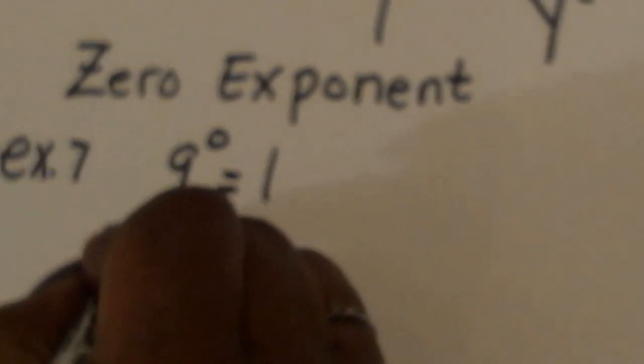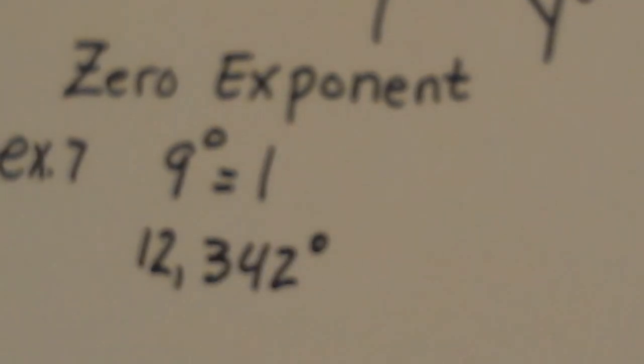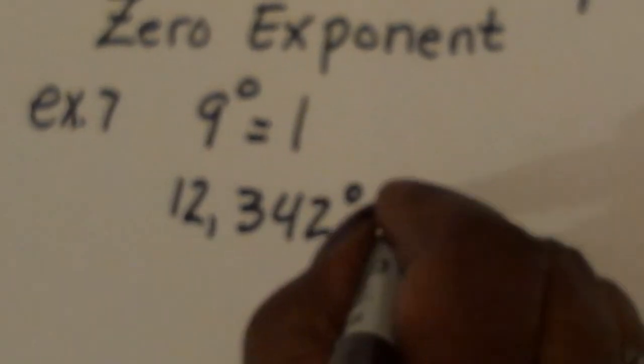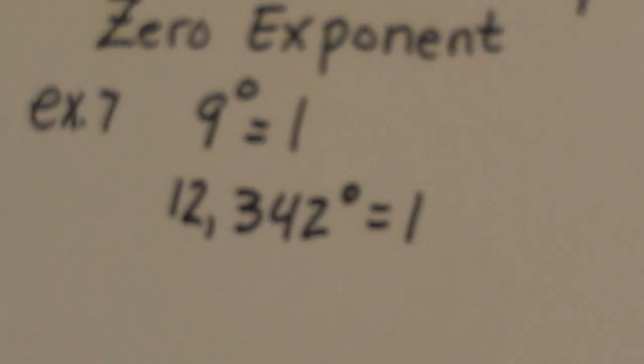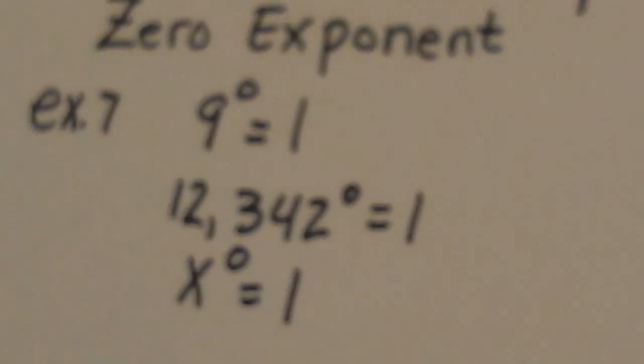My next one is, that's a fairly small number, so I'll use a larger number. So I have 12,342 raised to the 0 power. Any number raised to the 0 power is 1. It doesn't matter how big or how small. It doesn't matter if it's a variable. X to the 0 power is 1.